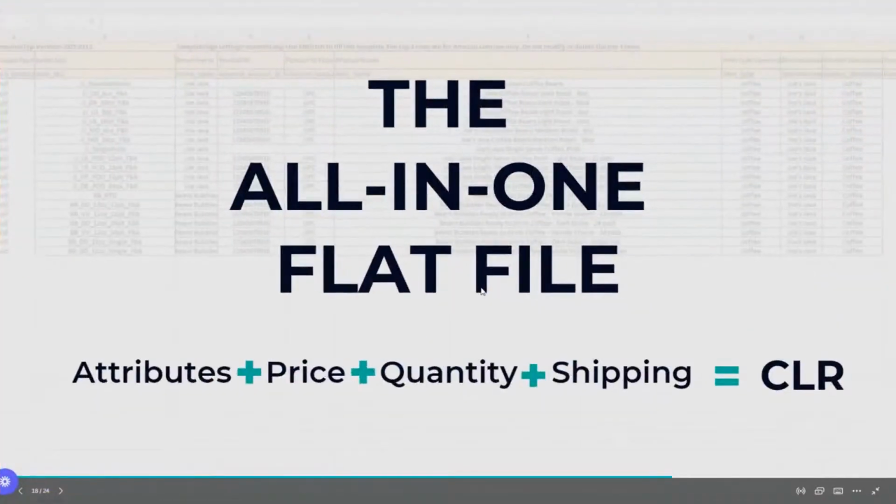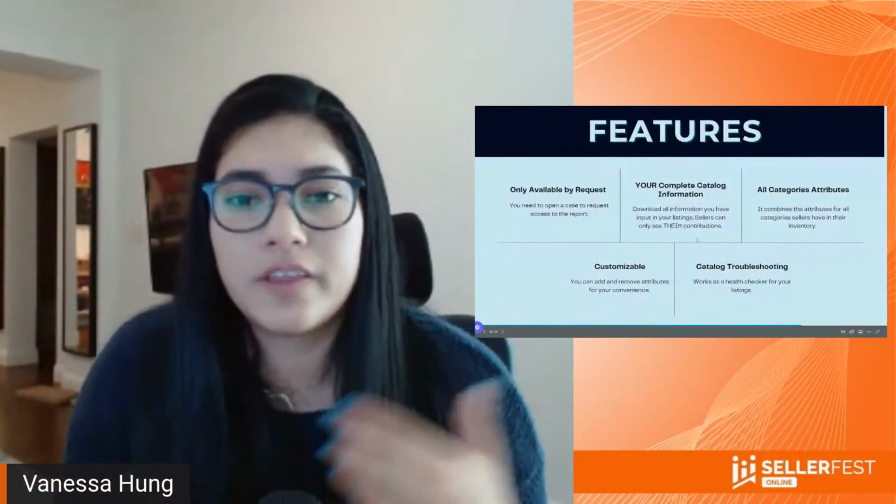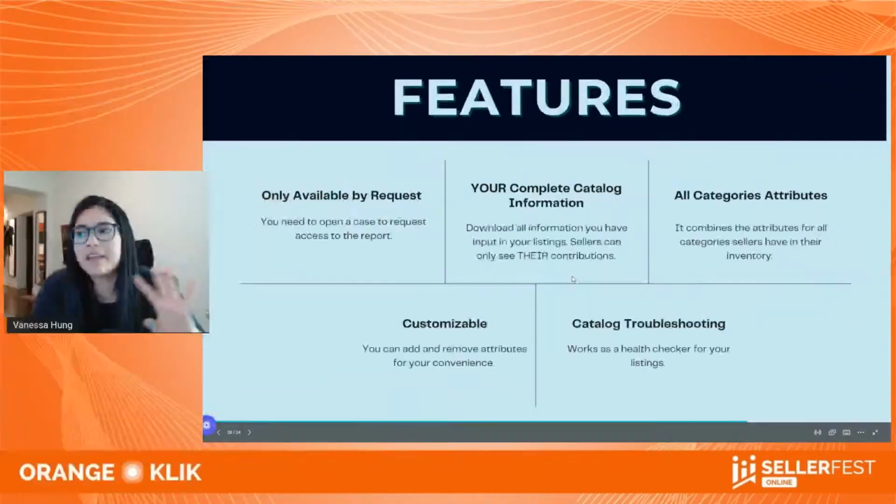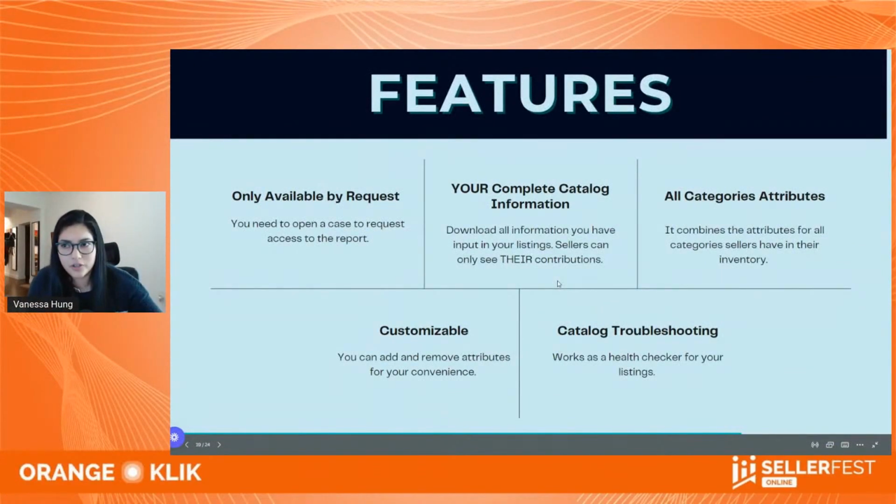So let's talk about my favorite flat file of all, the one that summarizes or has everything together with attributes, with price, with quantity, and shipping. Everything, the all-in-one flat file, is called the category listing report. And it has 5 main features.